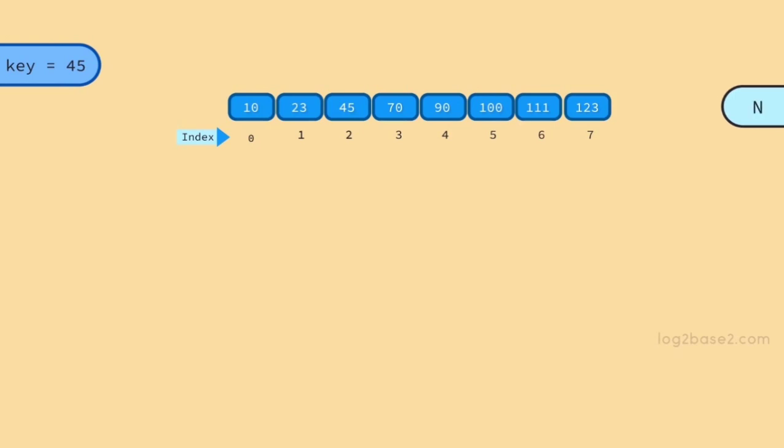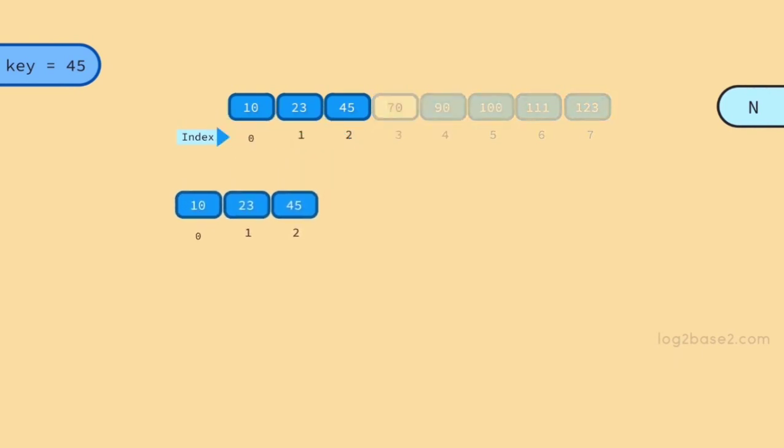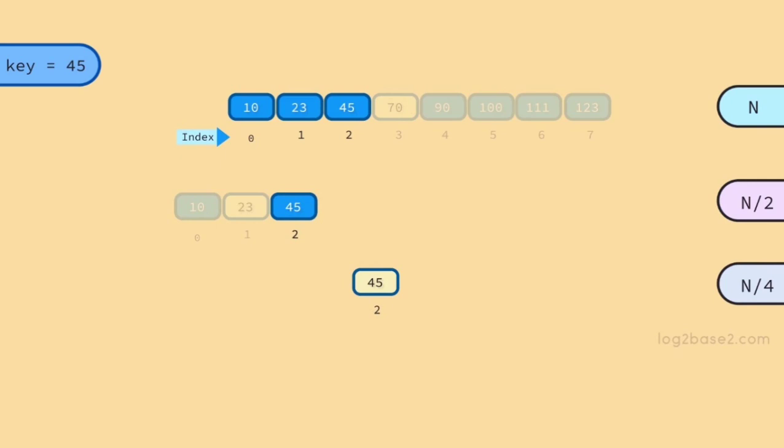Now again, we have this array and we are searching for key 45. So first there are n elements. Then we find the middle element 70 and understand that the key 45 could be present in the left half only. So now we will consider only n by 2 elements. Now we will find the middle element here, which is 23, and 45 could be present in the right half only. So now we will consider only this part, which is n by 4 elements. That is, this algorithm is dividing the array into half in each iteration. That is, first we have n elements, then n by 2, then n by 4, then n by 8, and so on till we have just one element.